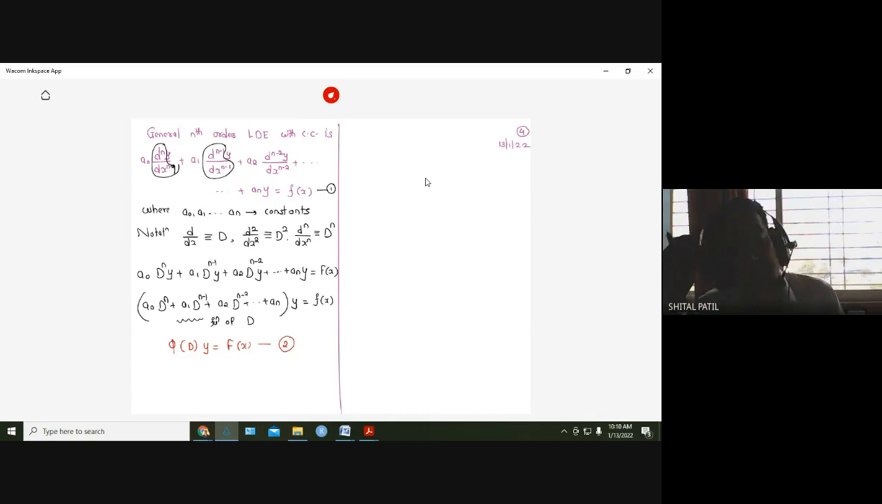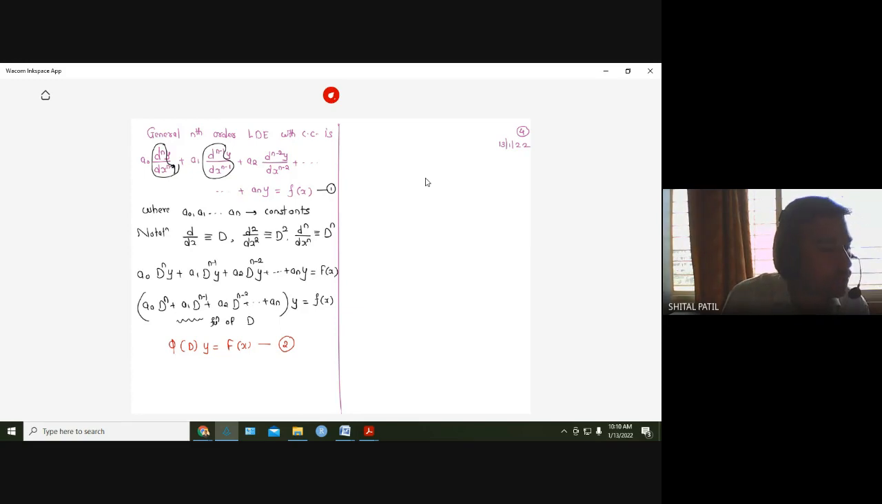Whether I say equation number 1 or equation number 2, both are the same. Writing equation number 1 every time is cumbersome, so from now onward, whenever I say nth order linear differential equation, write equation number 2. Is everyone getting it? Equation number 1 and 2 are the same. Okay, let me go ahead.